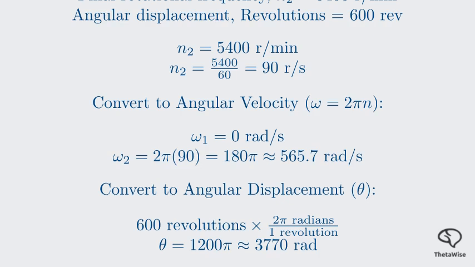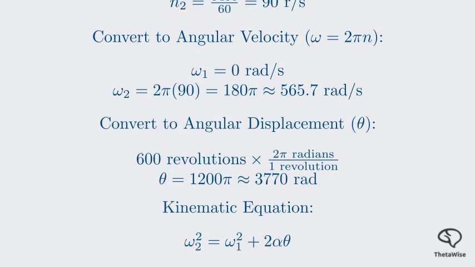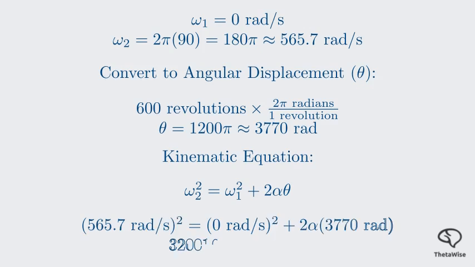Now that we have all the data in the correct units, we can calculate the angular acceleration, alpha. We'll use a kinematic equation that relates initial and final angular velocity, angular acceleration, and angular displacement. The formula is omega 2 squared equals omega 1 squared plus 2 alpha theta. Plugging in our values, 565.7 squared equals 0 squared plus 2 times alpha times 3,770. We can simplify this to 565.7 squared equals 7,540 alpha.